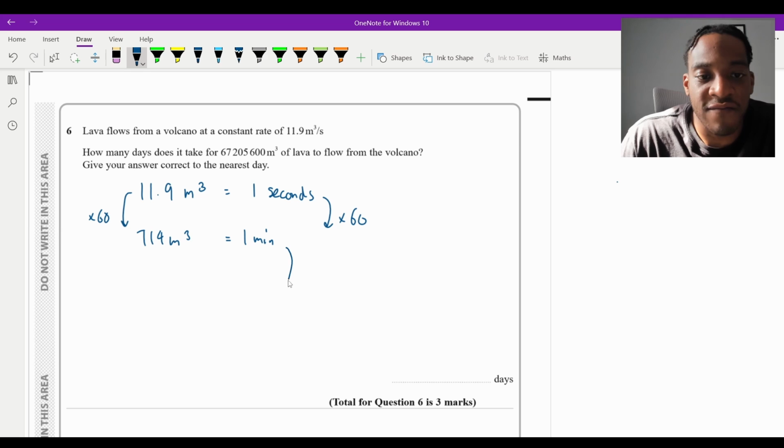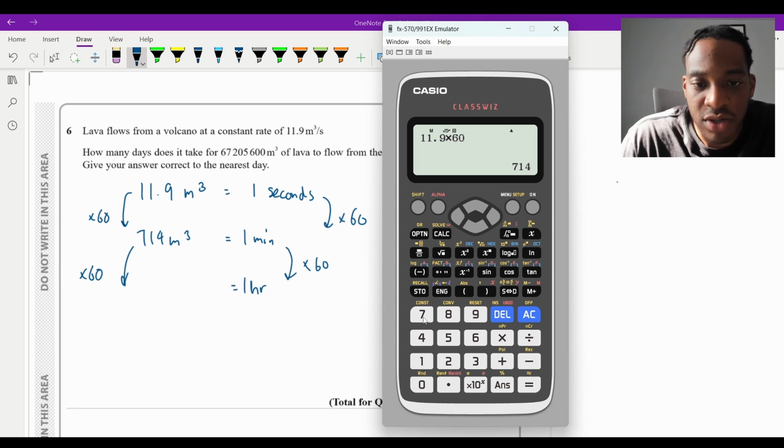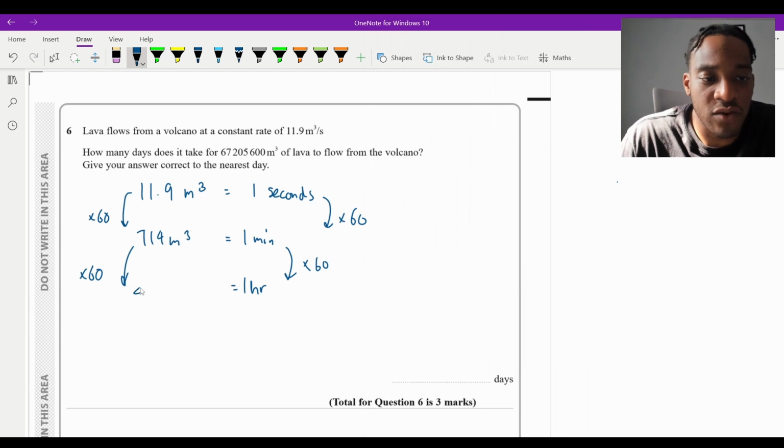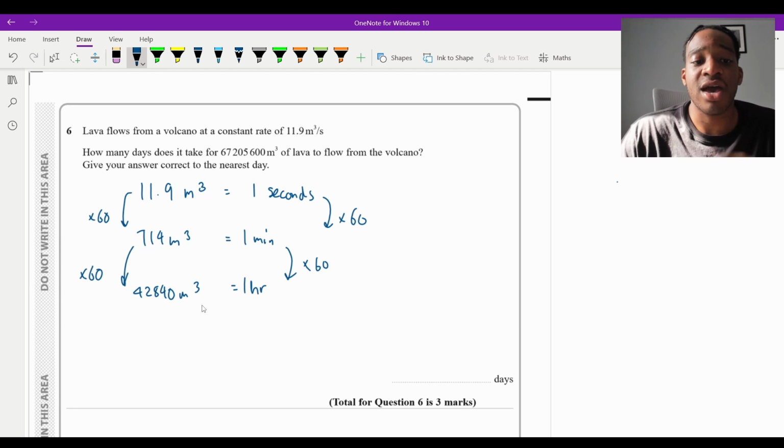And now I'm going to try and convert this into hours, because there are 60 minutes in an hour. So I'm going to times this by 60. That'll give me 1 hour. So it's going to be 714 times 60. This is equal to 42,840. So 42,840 meters cubed of lava is thrown out every hour.